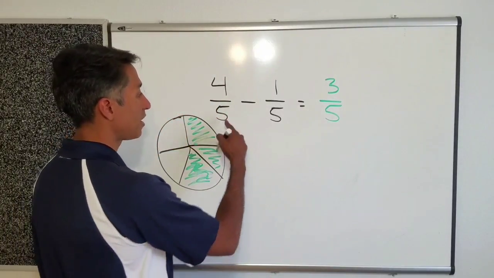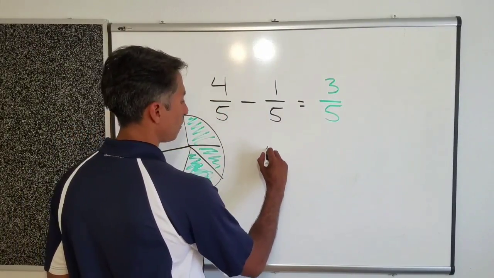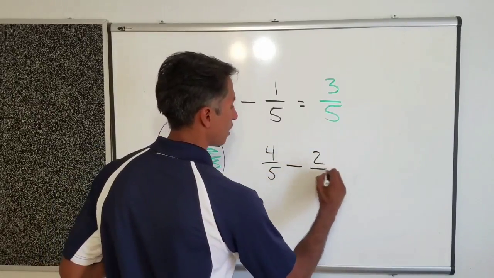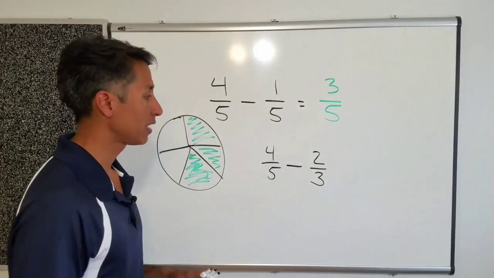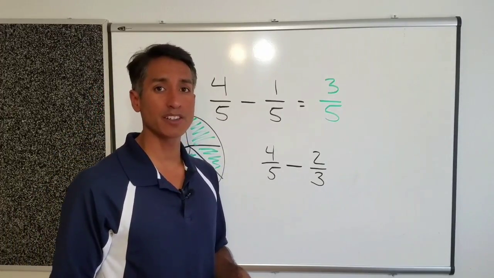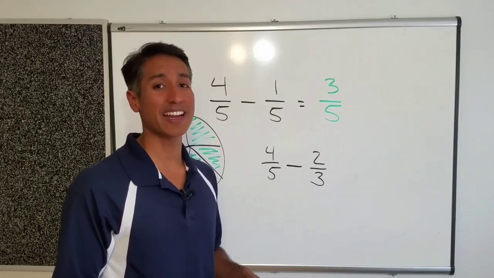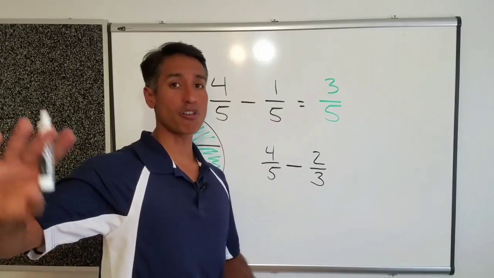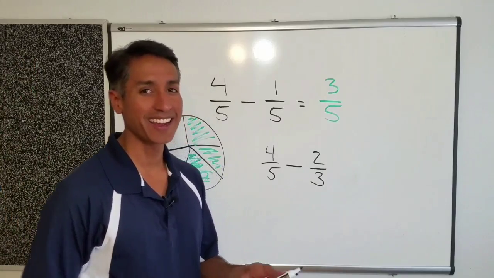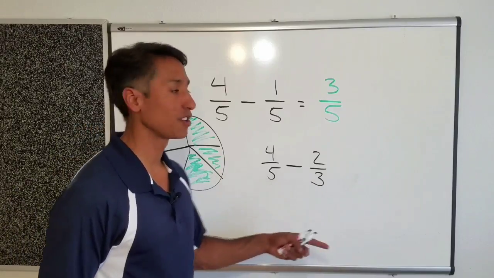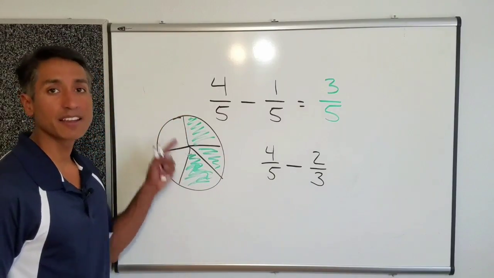Let's say the numbers aren't the same. Let's do 4/5 minus 2/3. Well, if you've watched my video on adding fractions with common and uncommon denominators, it's the same rule. That's the nice part about math, is a lot of the rules apply all the way through your math life. So let's just figure out, you need a common denominator. You need a common thing to be working with.